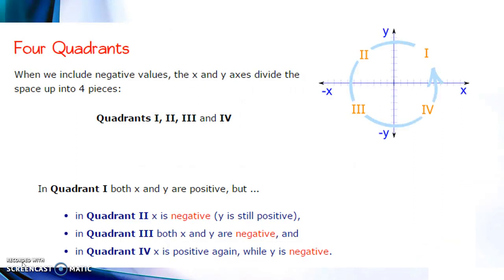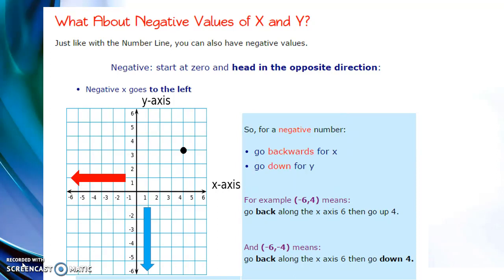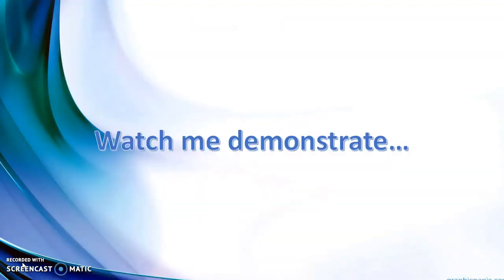In quadrant 1, the x and y will be all positive. When you move to quadrant 2 to the left, the x will be negative, and the y will still remain positive. When you move down to quadrant 3, both x and y will be negative numbers. And in quadrant 4, the x is positive again, but the y is negative. Here, if I move back into the negative zone on my x-axis and down my y-axis, they will both come out to be a negative number whenever I follow those directions.